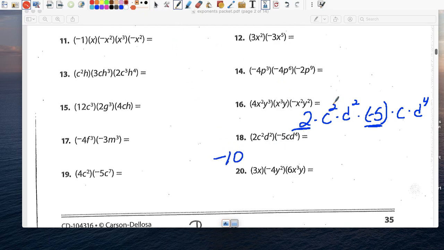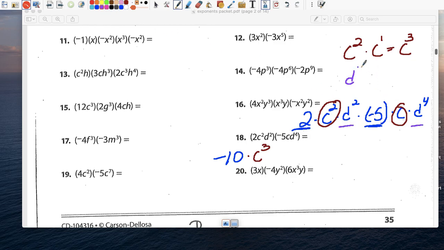And then let's do the c. So c squared and this c. So you're doing c to the 2nd power times c. There's a 1 in here. Keep the base, add the exponent, so we get c cubed. Then we have d. And we have a d squared times d to the 4th power. That's d to the 6th. And again, d squared is d times d. D to the 4th power is d times d times d times d. If we were to rewrite this using exponents, that would be d to the 6th. And there we go. All right.